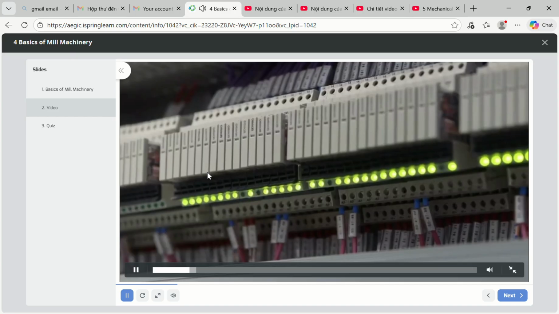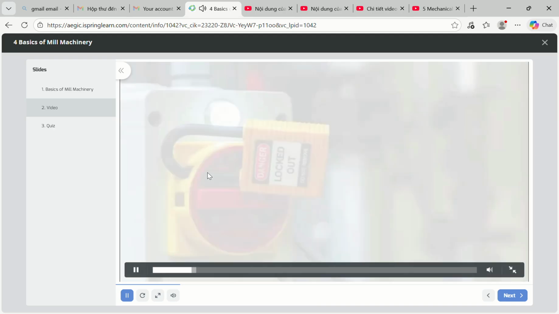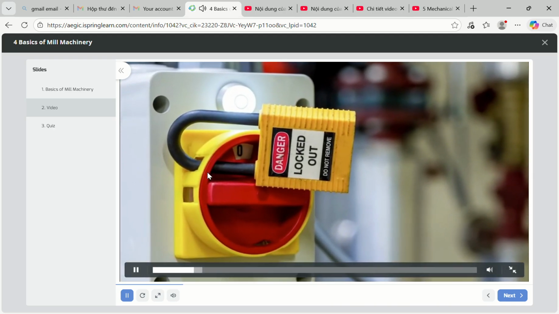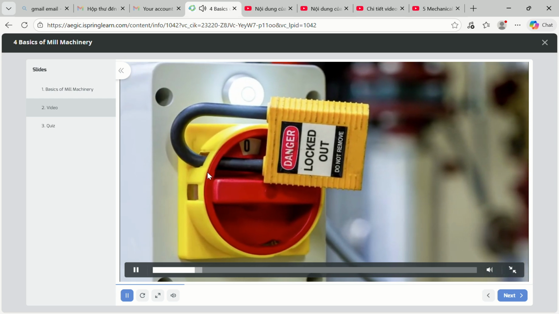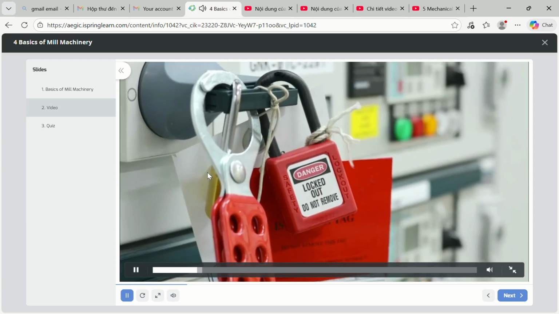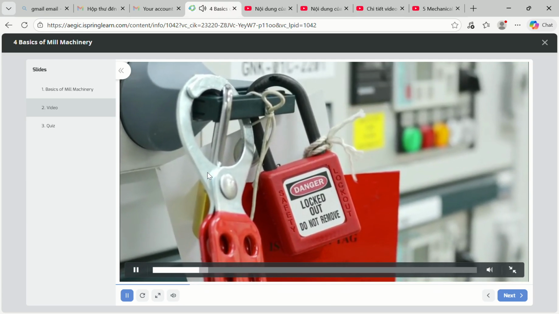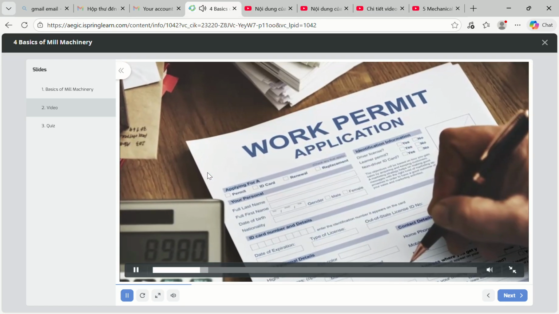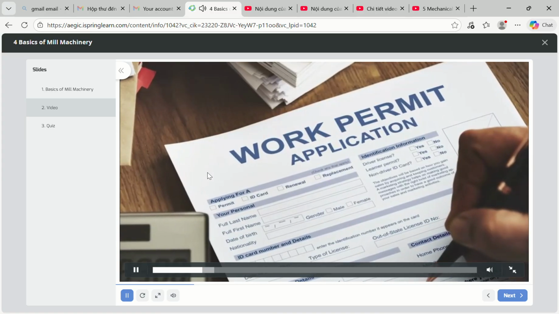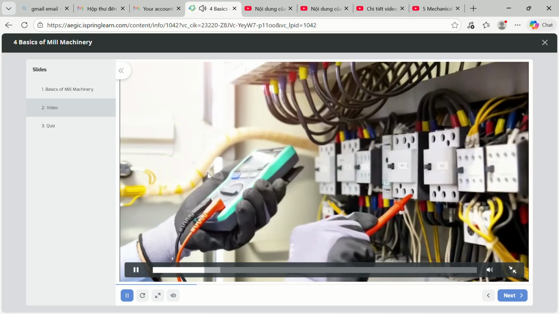When maintenance is being undertaken on electrical machinery, it should be isolated from the power source or the power locked in the off position. This procedure prevents anyone from turning it on and causing injury during maintenance. Mechanical maintenance can be carried out only after a work permit has been issued, and only a trained electrician should perform electrical maintenance.